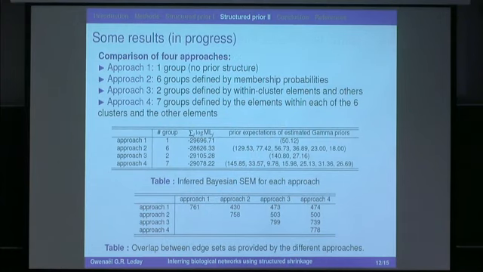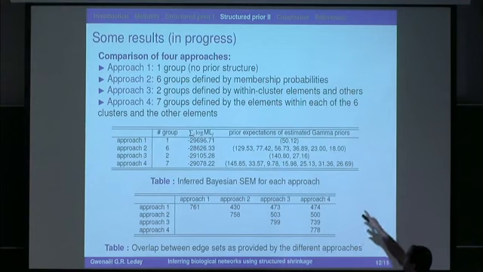So I ran the algorithm, and what you can see here is the sum of a measure of fit, which is given by the marginal likelihood of the SEM. You can see that when you incorporate prior information, approaches 2, 3, 4, it improves the marginal likelihood. But it seems to do so more for approach 2 when you use membership probabilities.